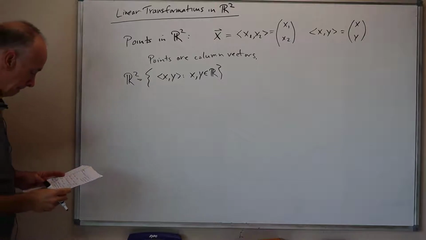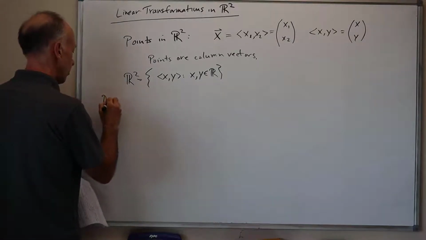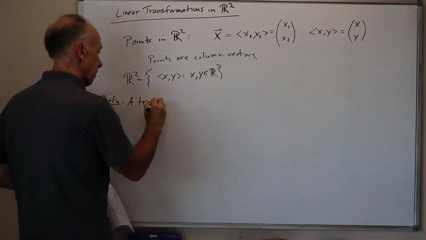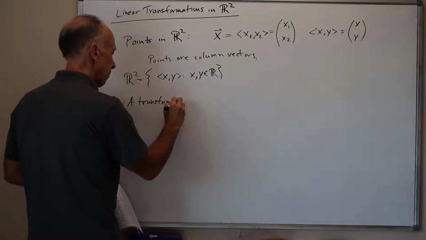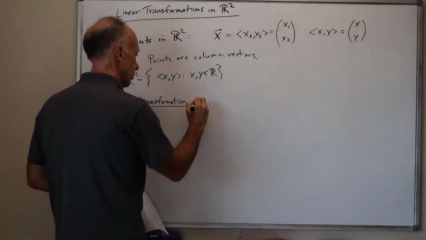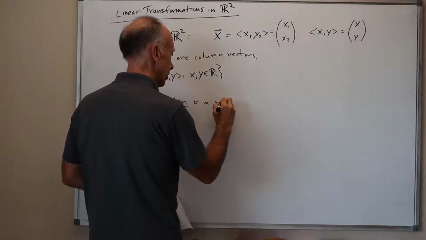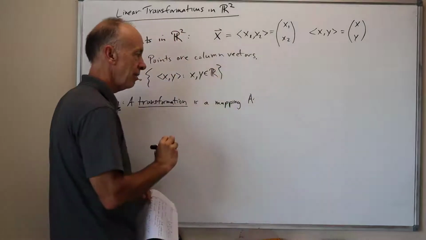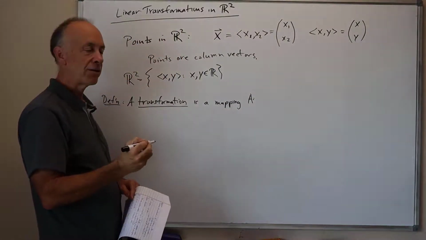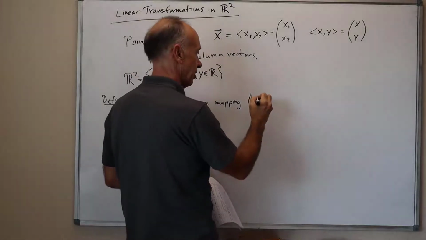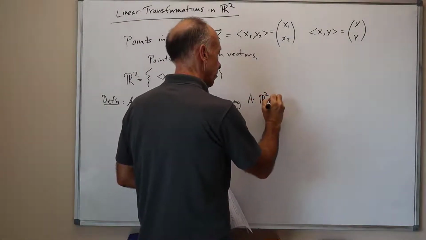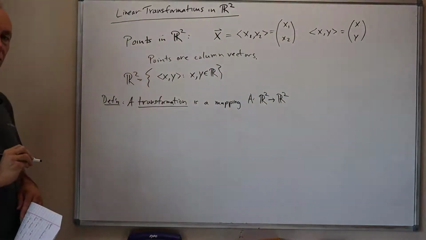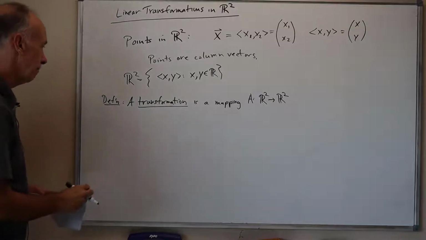So a transformation, also called a mapping or function, a transformation is a mapping or function. All those words really mean the same thing. I'll use either capital A, capital B, and so on as names for transformations, or function names like f and g and so on. It's a mapping sending points in R2 to points in R2. So it's just moving points around in the plane.